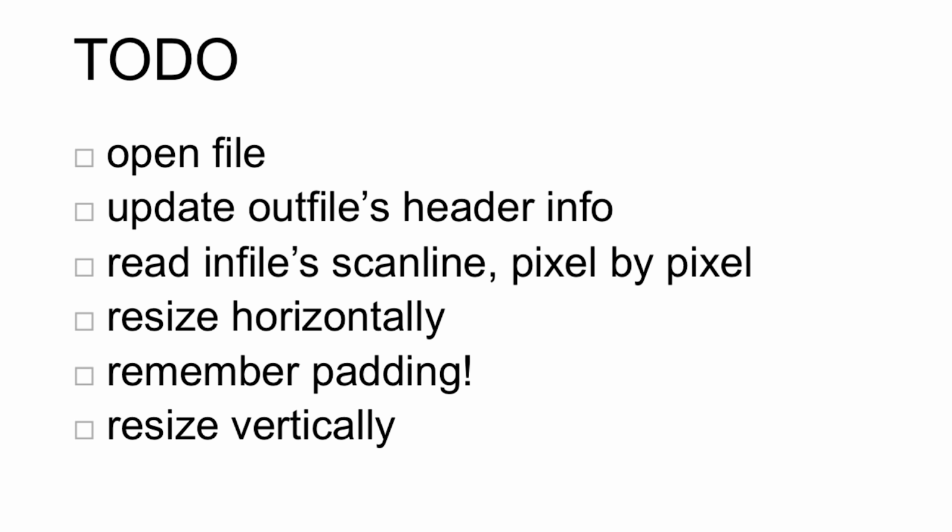Today we'll talk about how to open the in file, then create an out file and update that out file's header information. Then we'll read into the in-file scanline pixel by pixel, resizing horizontally as we go. It's going to be really important to talk about padding and understand exactly where to put it in and when to skip over it. Finally, we'll talk about resizing the file vertically as well.